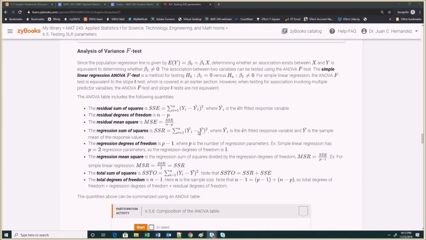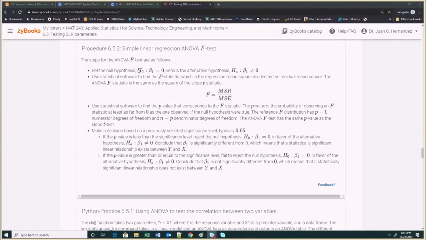Next, we will study the analysis of variance f-test. Just like we have the hypothesis test for testing the slope parameter for the independent variable, we also have an f-test that tests the overall model. The f-test is given as here.